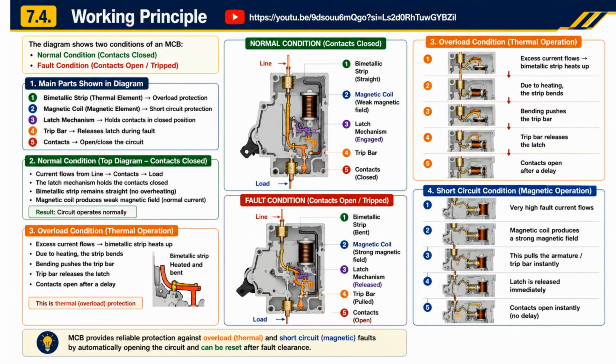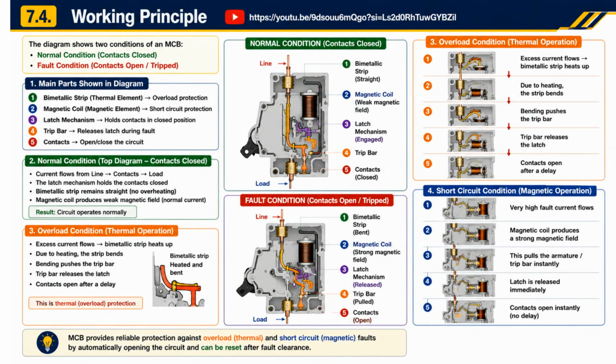3. Overload condition, thermal operation. Excess current flows through the MCB. The bimetallic strip heats up due to the overload. The heated strip bends and pushes the trip bar. The trip bar releases the latch mechanism. The contacts open after a short delay, disconnecting the supply. This is called thermal protection.